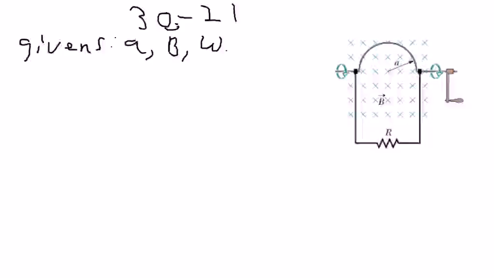Hey class, some of you have been asking me about question number 21 on the homework. It's a fun one and a pretty tricky one as well, so I thought I'd make a video for you all. In this problem, we're given this radial distance A.